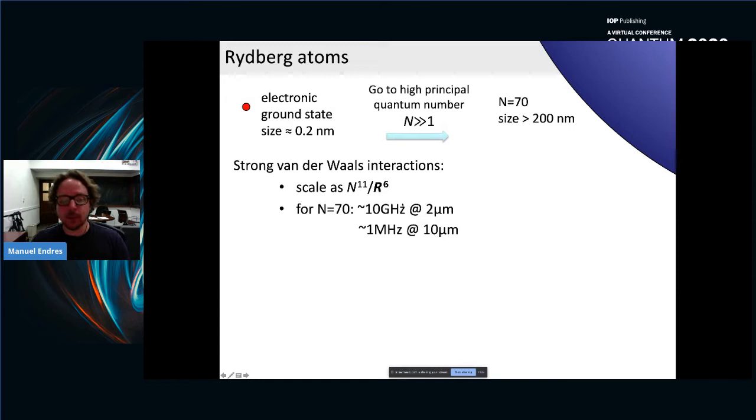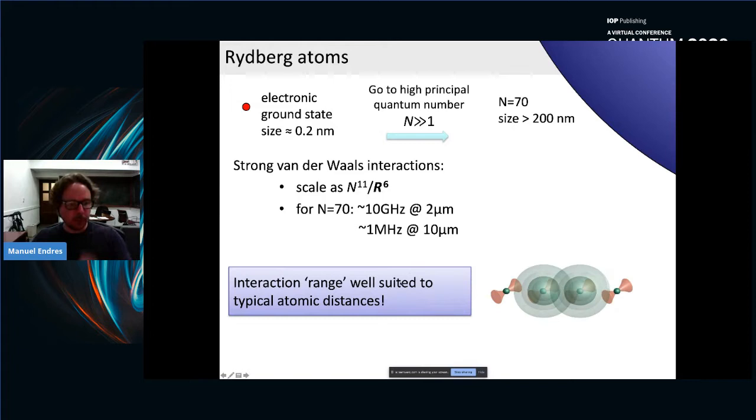So in particular, these numbers you have here are extremely well matched with these tweezer array distances. So the interaction range is suited to the typical atomic distances that I can rearrange in these tweezers. And this is one reason why this has been such a fruitful marriage.